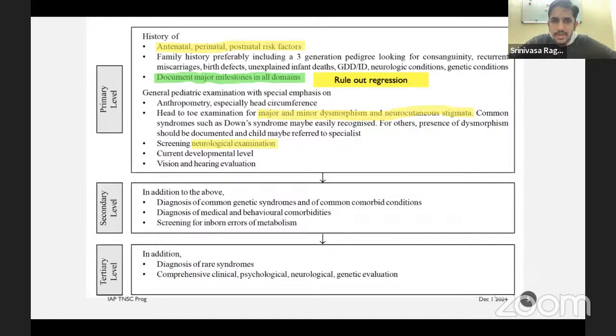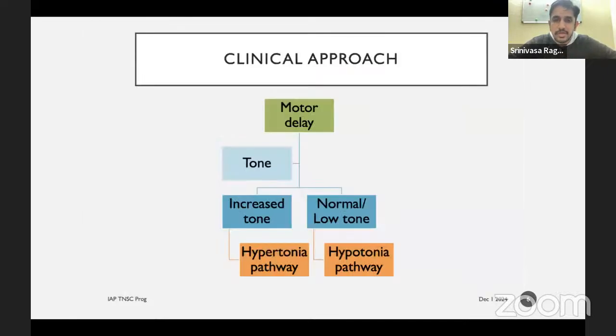Now, how do we evaluate? As in any child with developmental delay, we start with a good history, because antenatal, perinatal, and postnatal risk factors form the most important risk factors for motor delay. Most of the causes can be identified by a very good history. Document major milestones, rule out regression, and on clinical examination, look for any major or minor dysmorphisms and do a good neurological examination. The tone during neurological examination would form the key for further assessment.